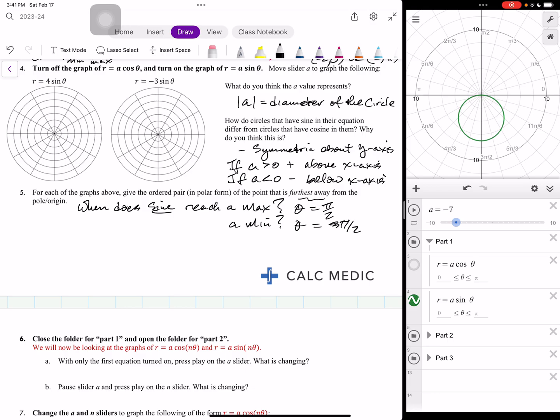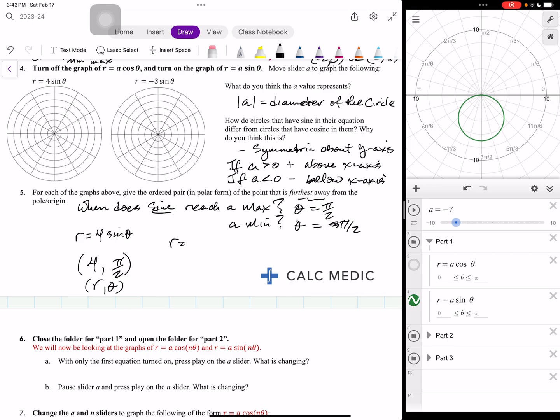Okay, and so it says give an ordered pair and polar form of the point that's furthest away. So for the first function, r is equal to 4 sine theta. If you substitute, let's say, pi halves in, again, it's r comma theta, so I'm substituting in pi halves for theta. Sine of theta is 1, times 4 gives you 4, so 4 comma pi halves.